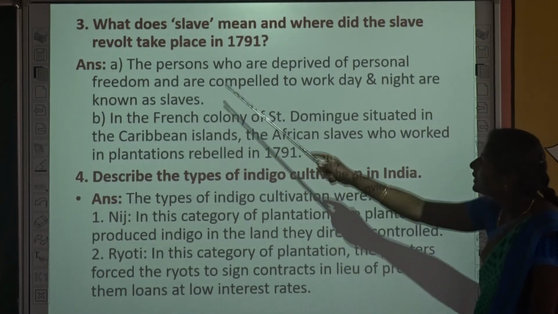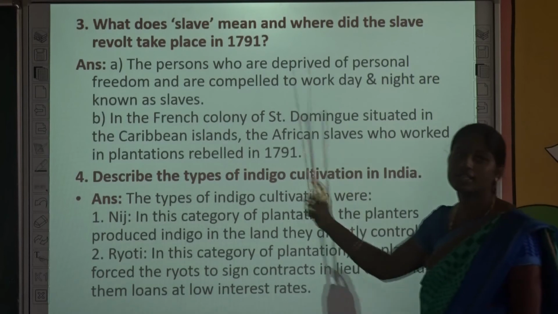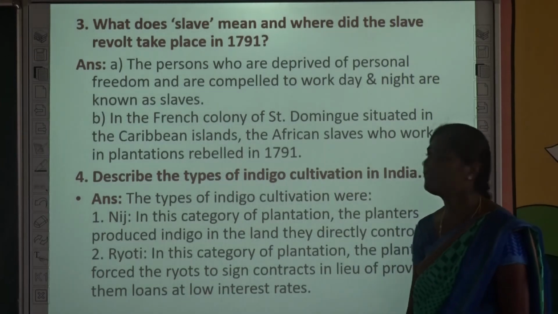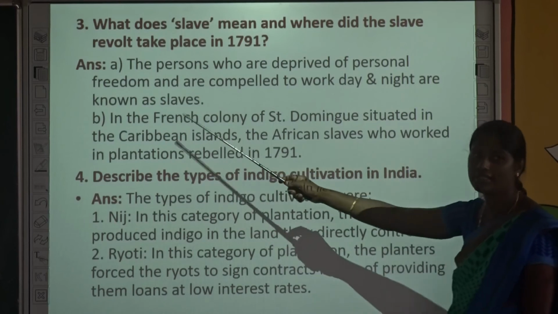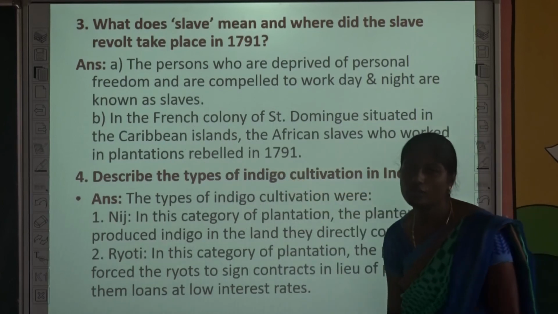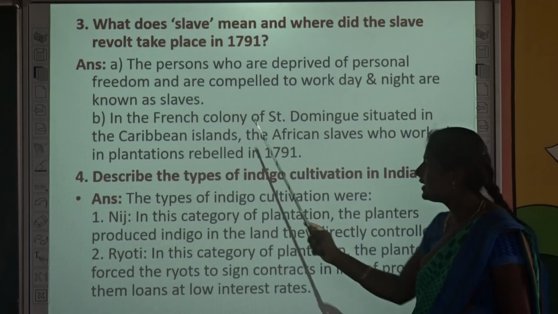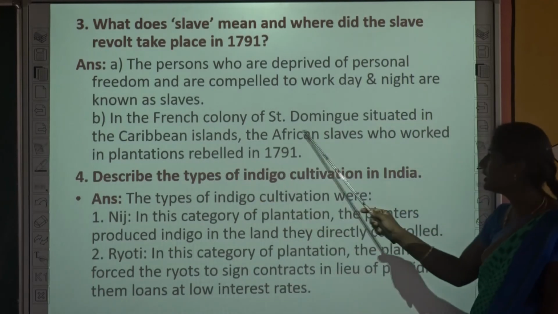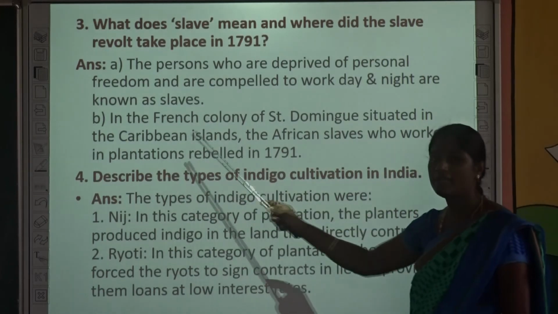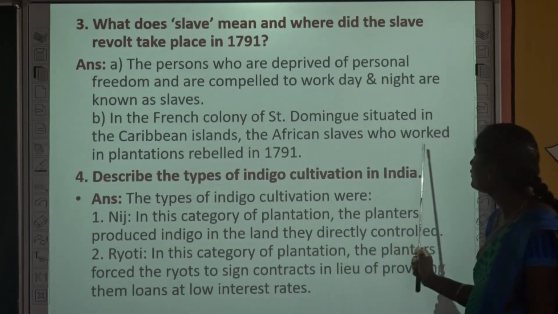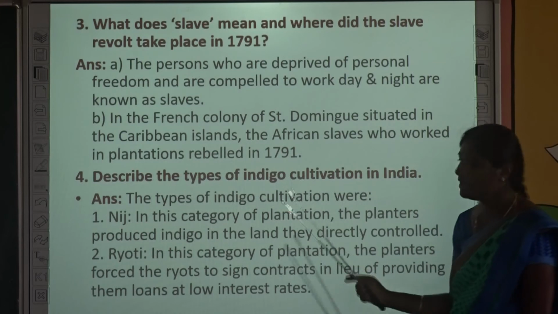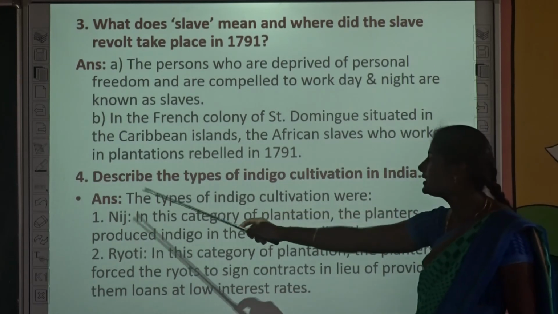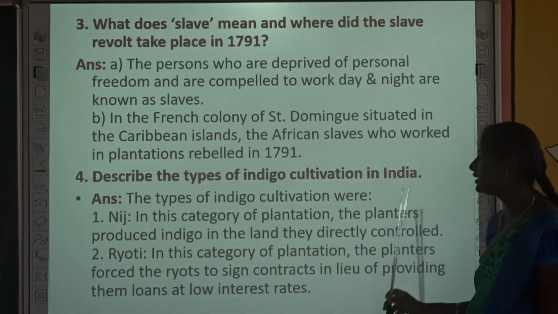Slave means the persons who are deprived of personal freedom, those who have no freedom and are compelled to work day and night, are known as slaves. In the French colony of Saint-Domingue, situated in the Caribbean island, the African slaves who worked in plantations rebelled in 1791.